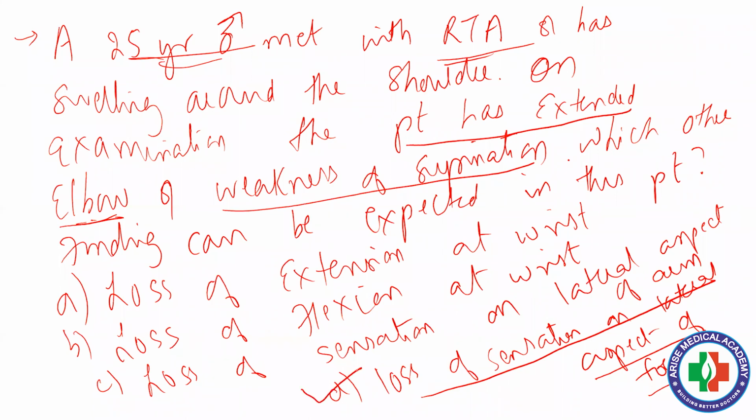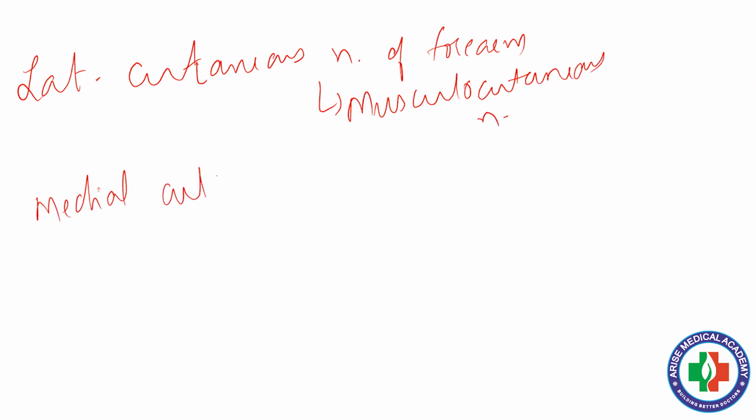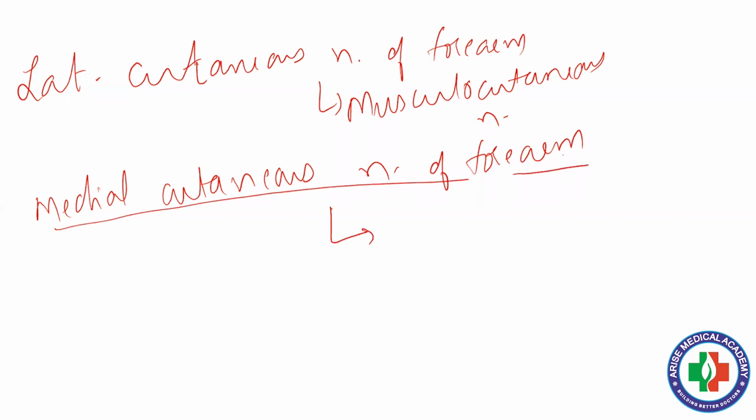Please understand, musculocutaneous has two parts. A muscular part supplying muscles of anterior aspect of arm, and a cutaneous part supplying the lateral cutaneous nerve of forearm. So please remember, lateral cutaneous nerve of forearm is a branch of musculocutaneous nerve. But if I say medial cutaneous nerve of forearm, if I say there is loss of sensation on medial aspect of the forearm, where do you think it is coming from? Where is medial cutaneous nerve of forearm coming from?